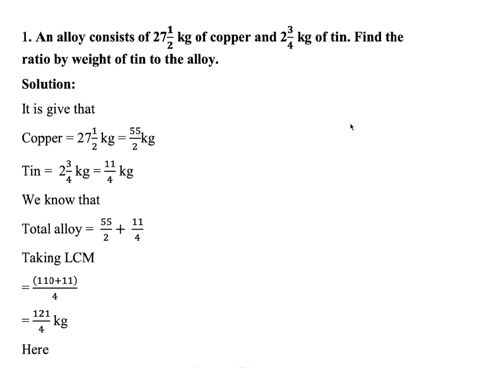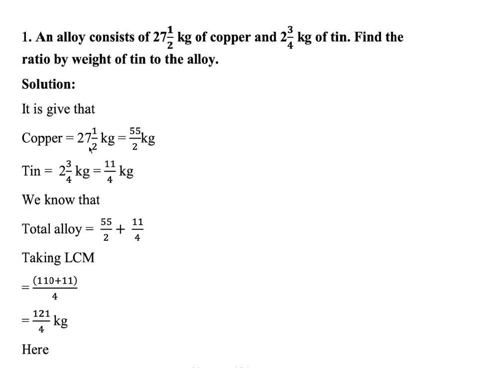An alloy consists of 27 1/2 kg of copper and 2 3/4 kg of tin. Find the ratio of weight of tin to the alloy. That is the question. So how to solve it?